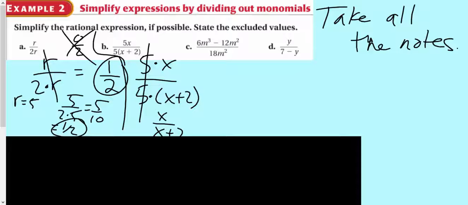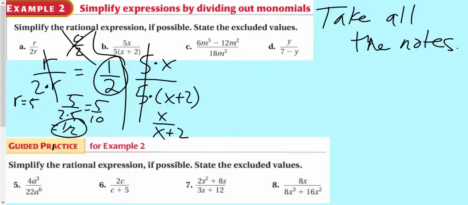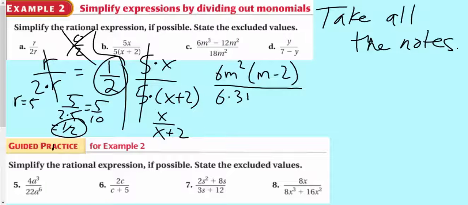All right, for this letter C here, I'm going to factor out the GCF here. And the GCF out of the numerator is 6m squared. When I factor out 6m squared, I'm left with m minus 2. So we spent that section on factoring so you guys know how to do this. And then I have 18m squared. So if you want, you can write the 18 as 6 times 3 times m squared, and that might help you reduce the 6's. So the 6 is reduced, the m squared is reduced, and I'm left with m minus 2 over 3.